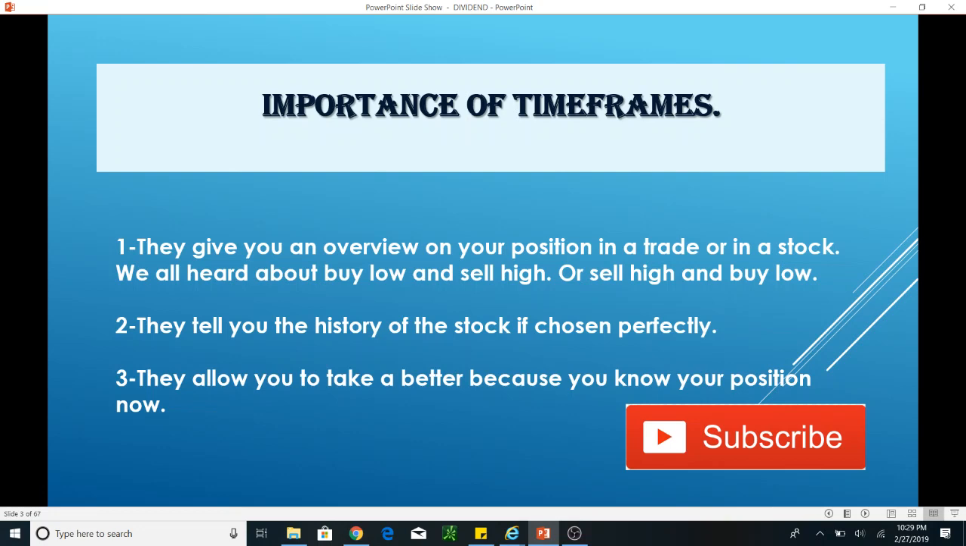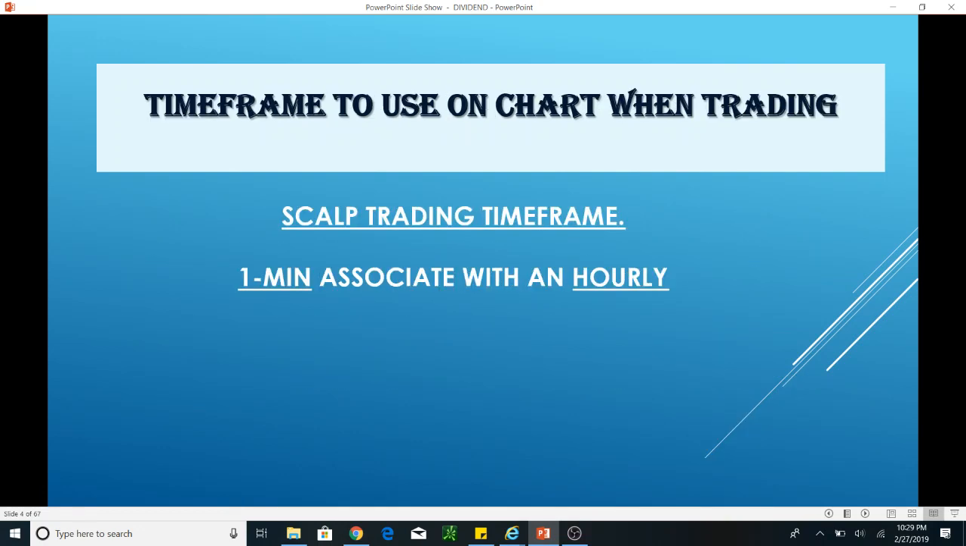Let's get into it. So first of all, the time frame to use on a chart when trading. We know we have different styles of trading. I'll talk about it in one of my videos.